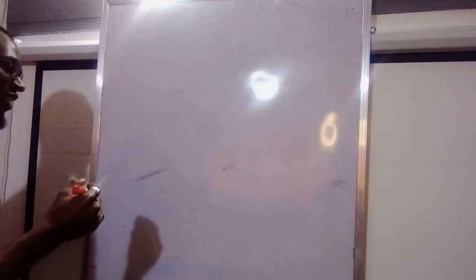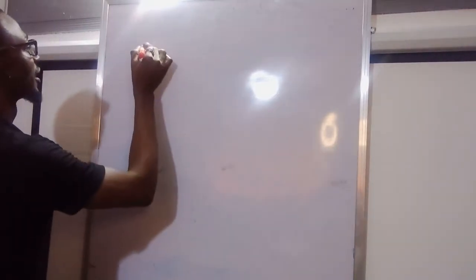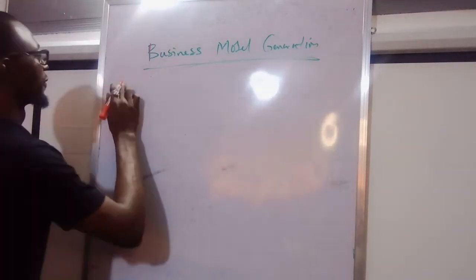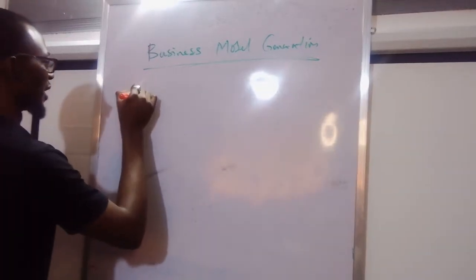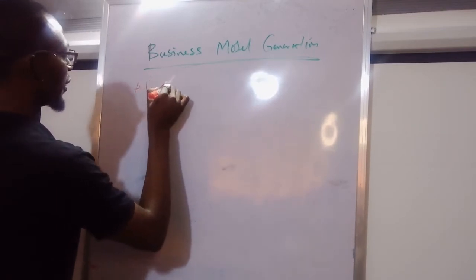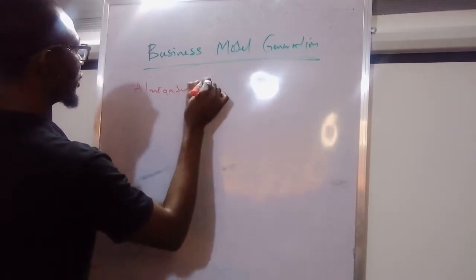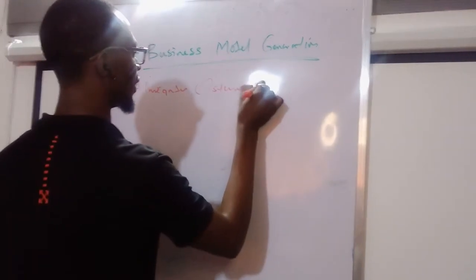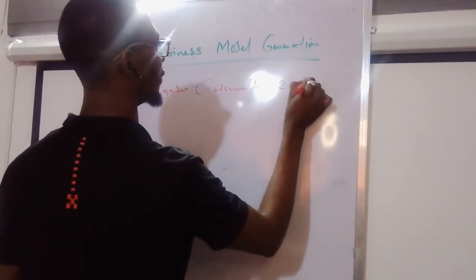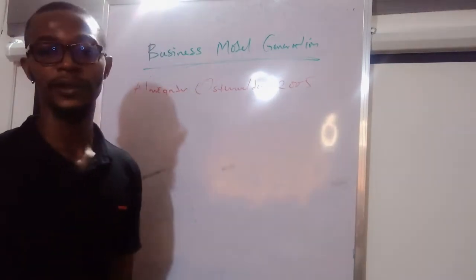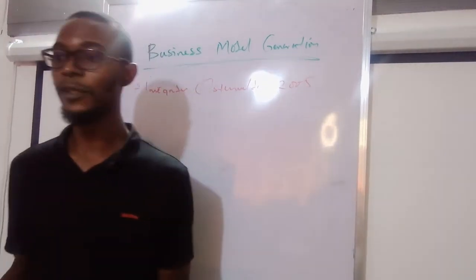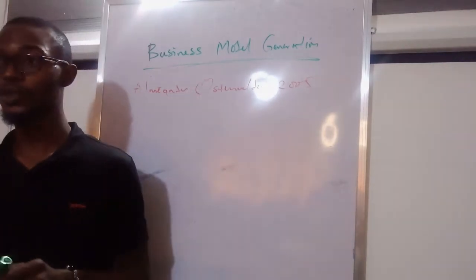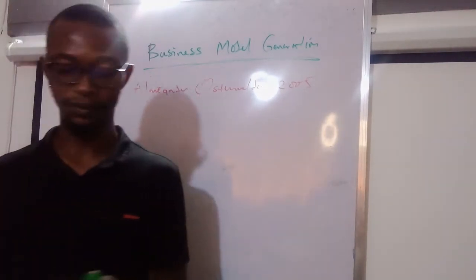Today we're talking about the Business Model Canvas, and it was first introduced by Alexander Osterwalder in the year 2005. And it's all about the 9 building blocks of every business.